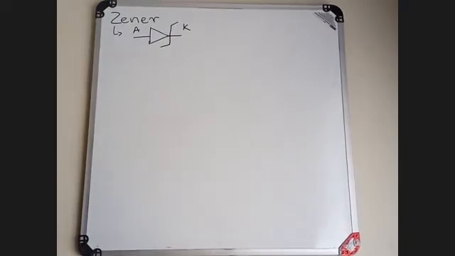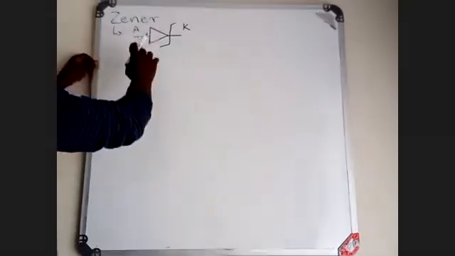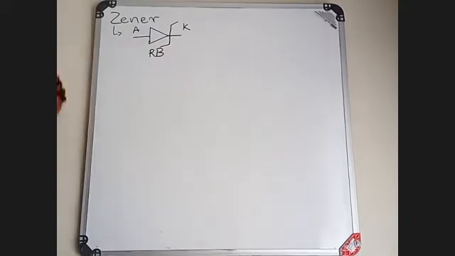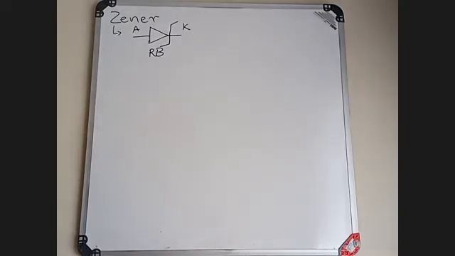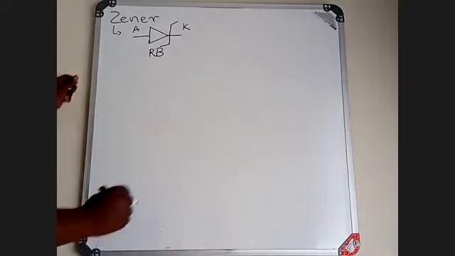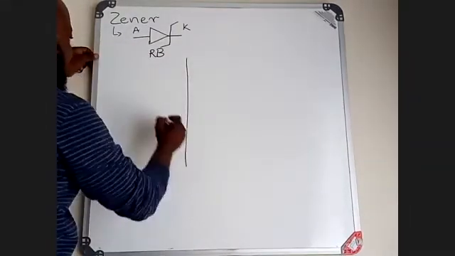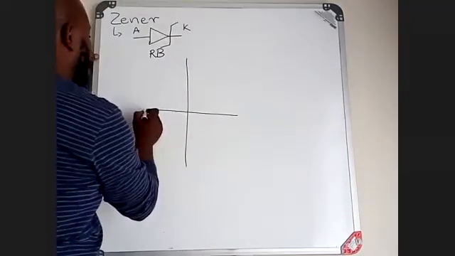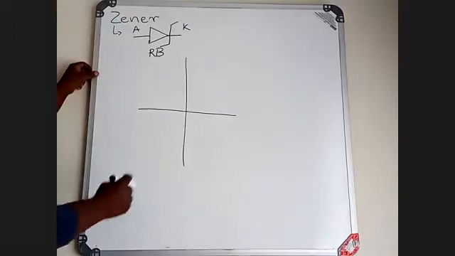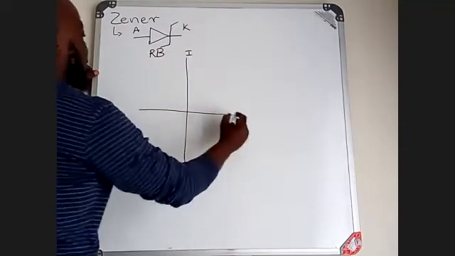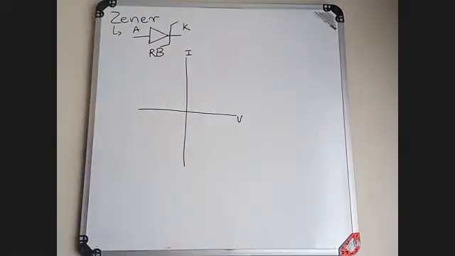Now, for this diode to operate, it must be able to operate when it is in reverse bias mode. The characteristics of this component are given according to a characteristic curve. With this component, you will have the magnitude of the current and the magnitude of the voltage.